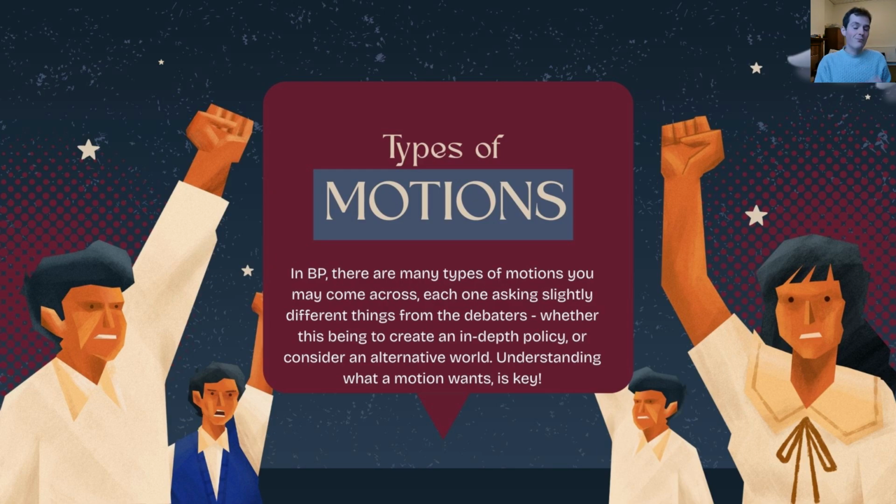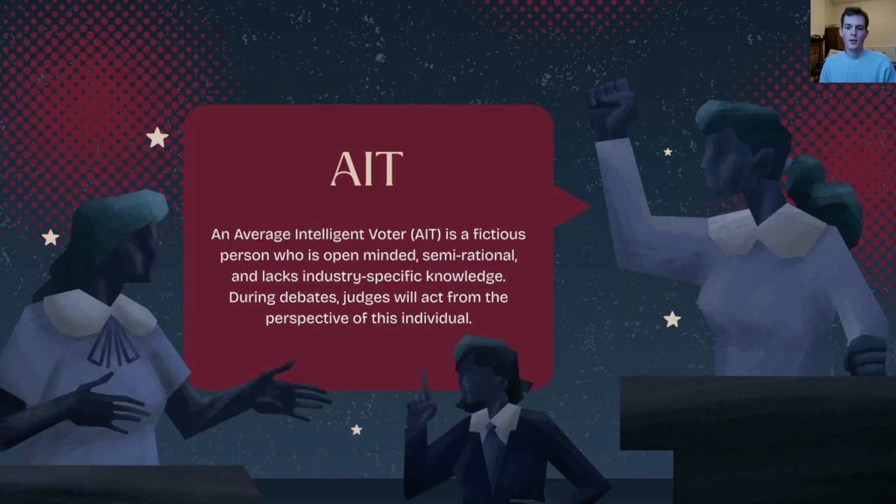One thing I missed from the introduction to debating, and I'm happy I noticed it when I re-watched the video, is discussing how a judge is going to judge you. Judges use something known as an average intelligent voter. This is a fictitious person who is very open-minded, so they can be persuaded from either side, and they do not have an inherent bias towards a specific belief system.